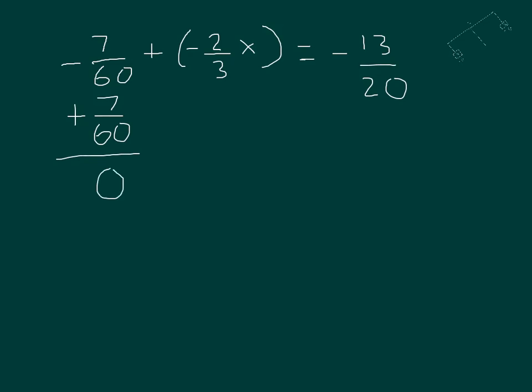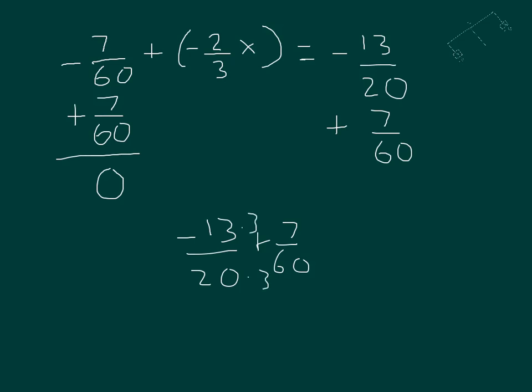And since we did it on this side of the equation, we have to also do it on the other side. So we're going to add 7/60 on this side as well. So we're going to add -13/20 plus 7/60. We're going to have to find a common denominator, which is going to be 60. So we're going to multiply this side by 3. We're going to get negative 39/60 plus 7/60. That's going to equal negative 32/60.